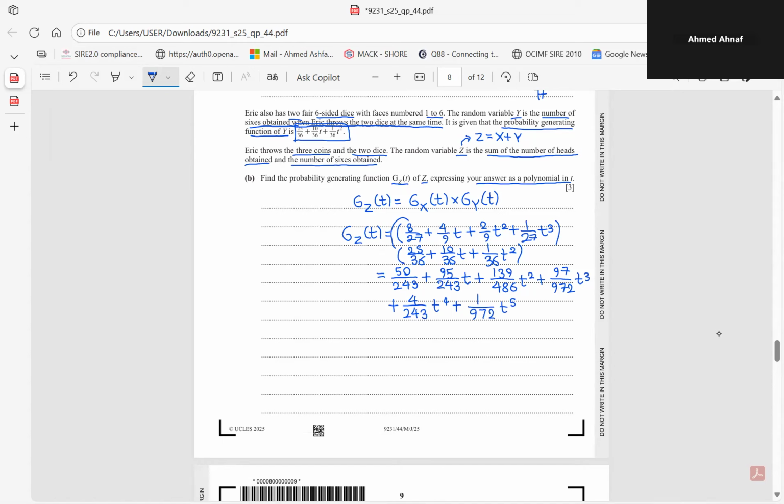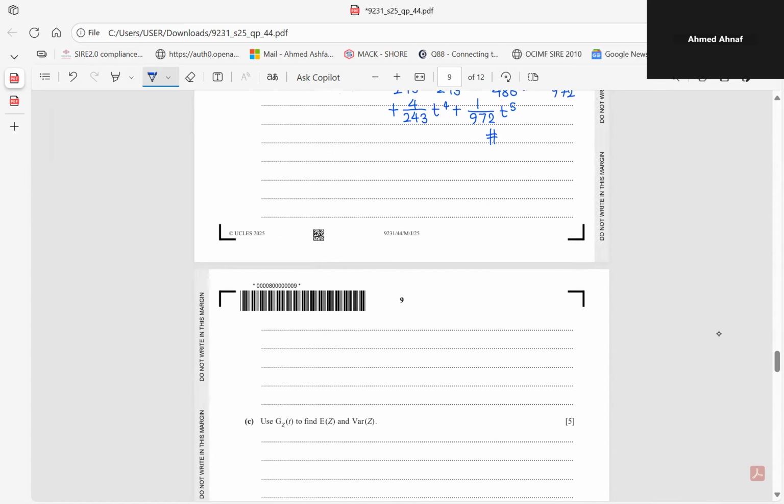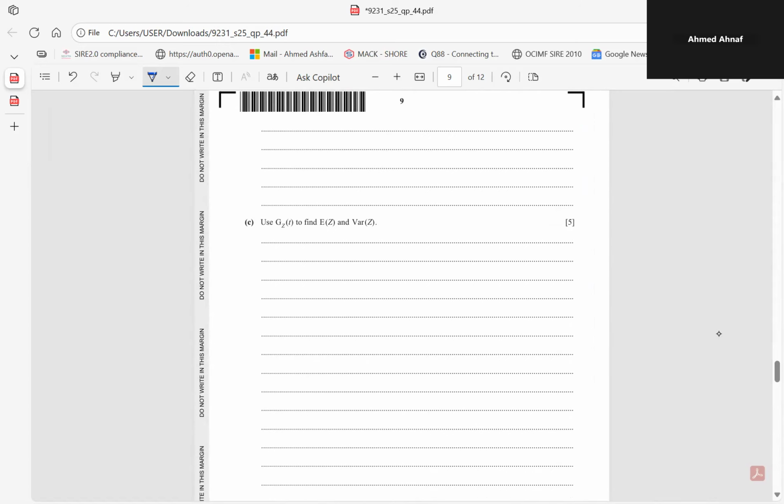So to check, again, just add up all the probabilities, see if you get 1. Okay, so give me a while. Yep, I got 1. So yeah, we can say that this is the final answer for the second part. Let's head on to the last part.